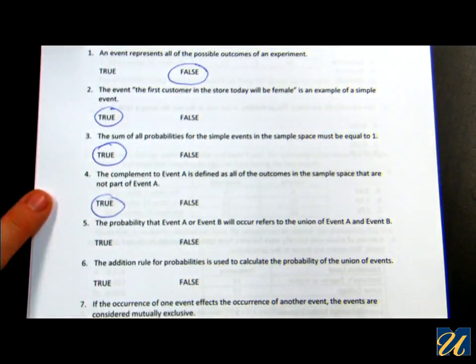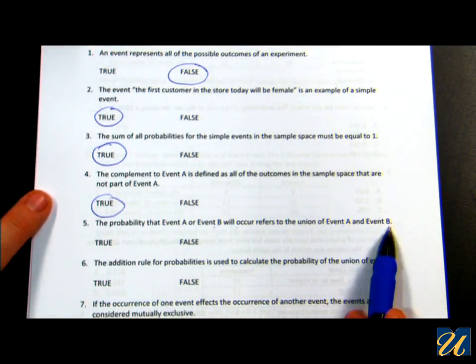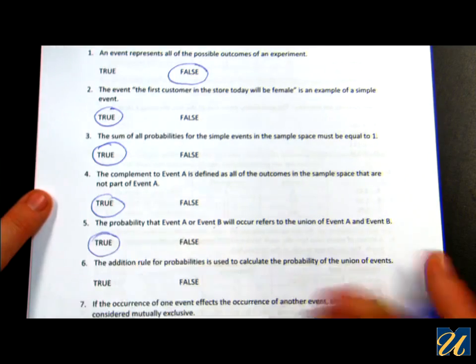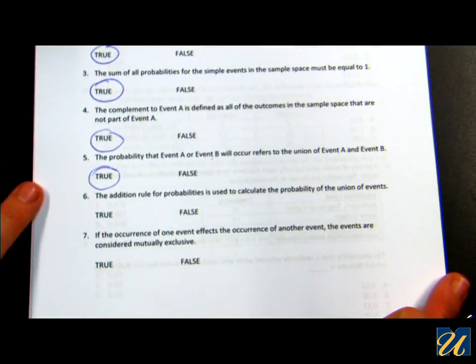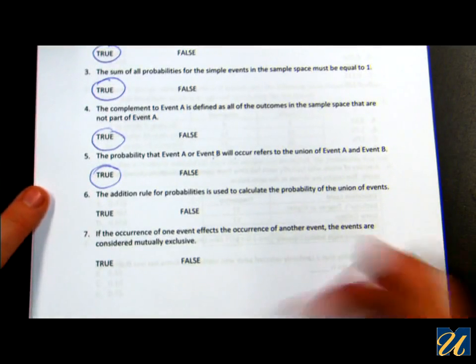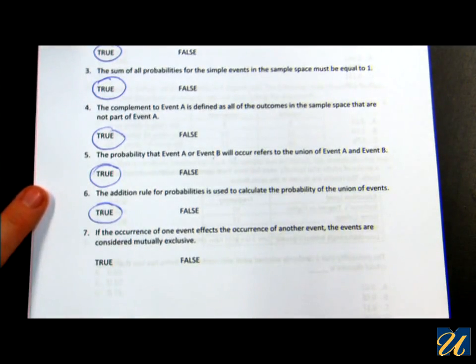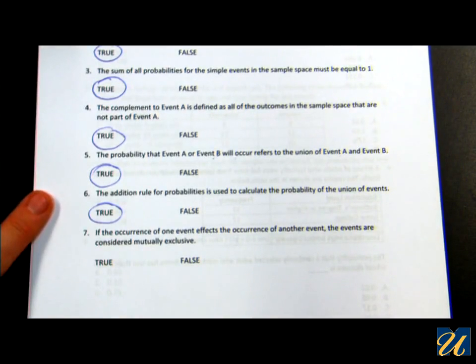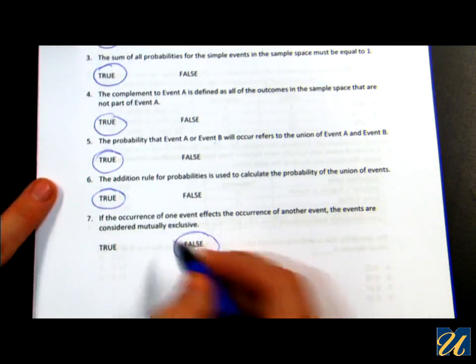The probability that event A or event B will occur refers to the union of event A and event B. That is also true. The addition rule for probabilities is used to calculate the probability of the union of events. That is also true. If the occurrence of one event affects the occurrence of another event, the events are considered mutually exclusive. That is false.